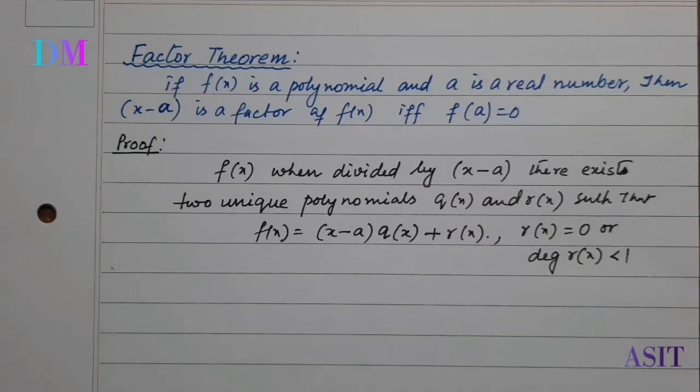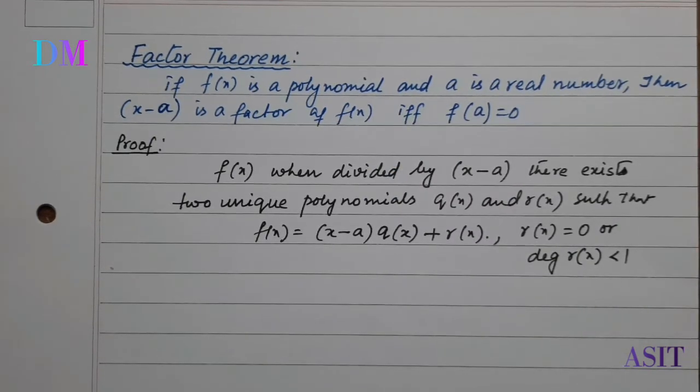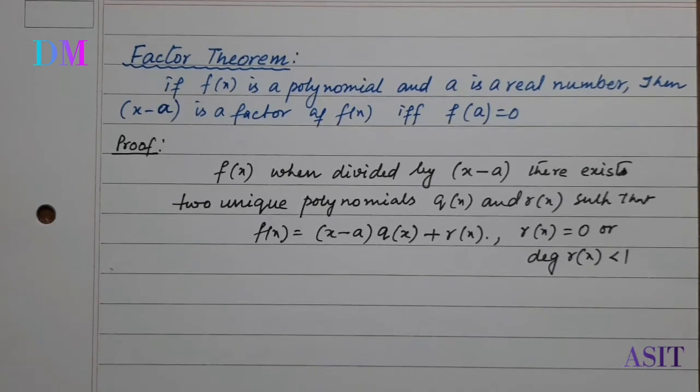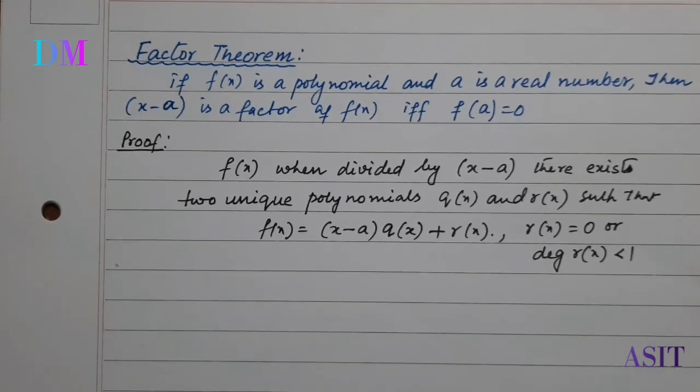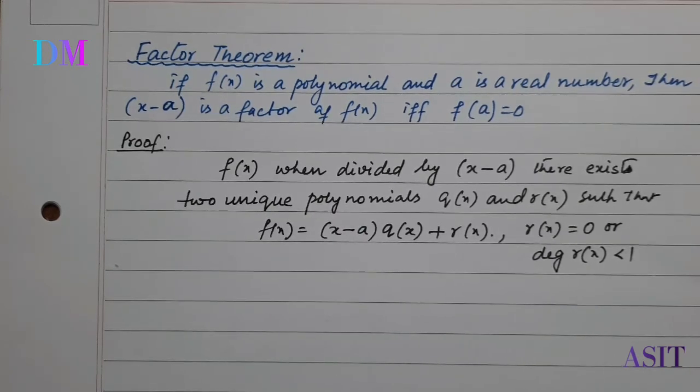So it was, if fx is divided by x minus a, there exist unique polynomials qx and rx such that fx equals to x minus a into qx plus rx, where rx can be a zero polynomial or the degree of rx is less than 1, and we have proved that this rx is nothing but a real number, and that real number can be 0 also. Now the question is, when r becomes 0, that is the remainder becomes 0, what happens? When the remainder becomes 0, then the divisor will be a perfect factor of the dividend.